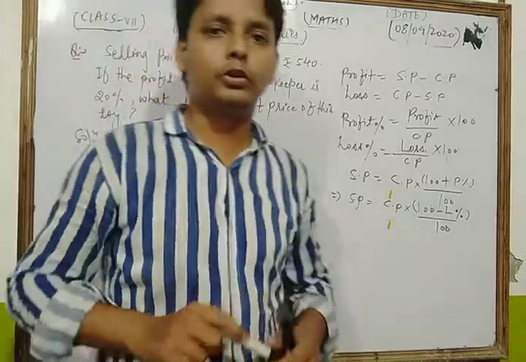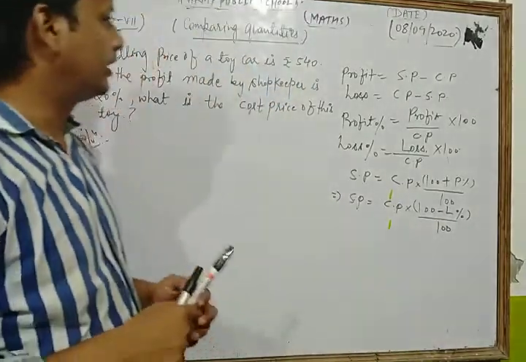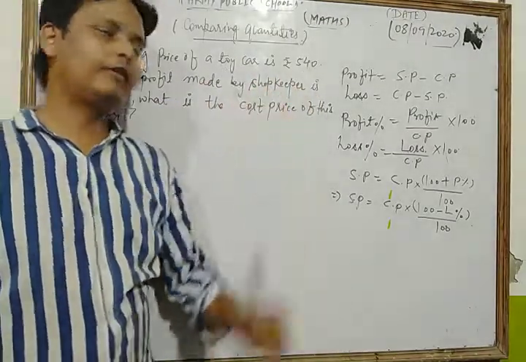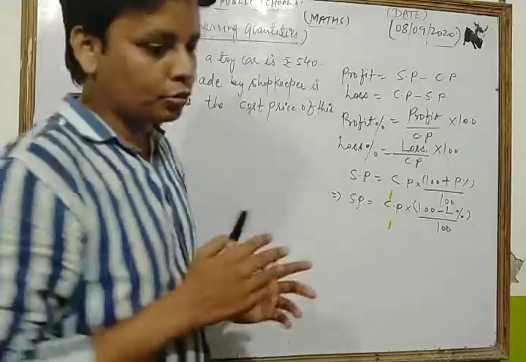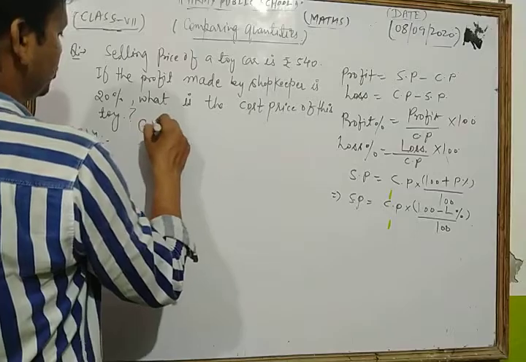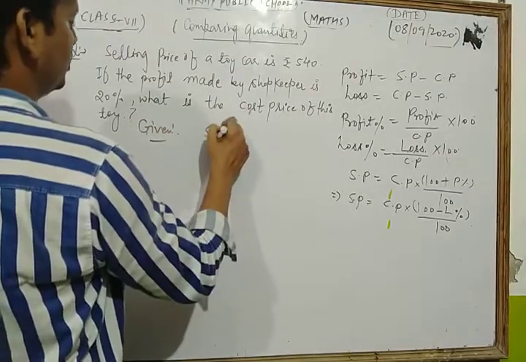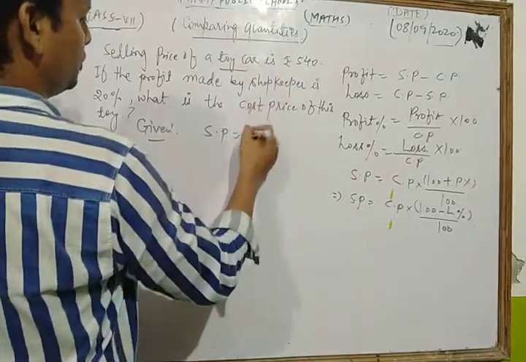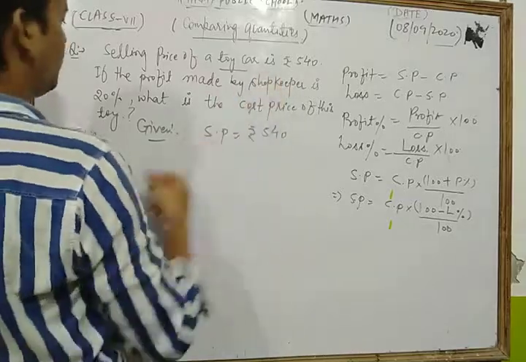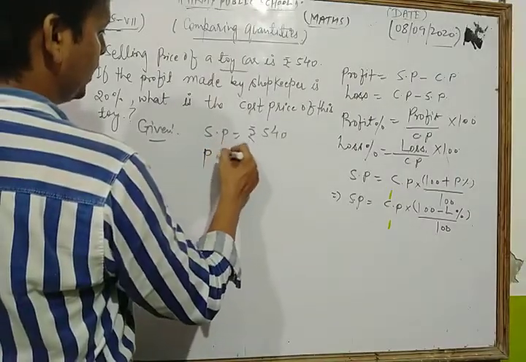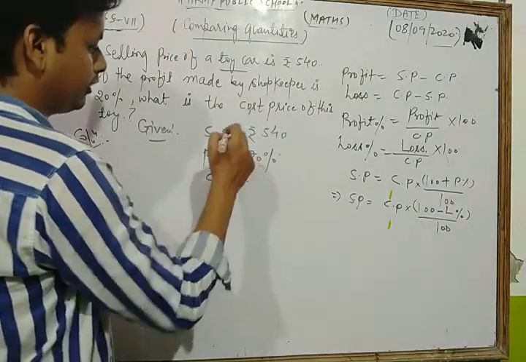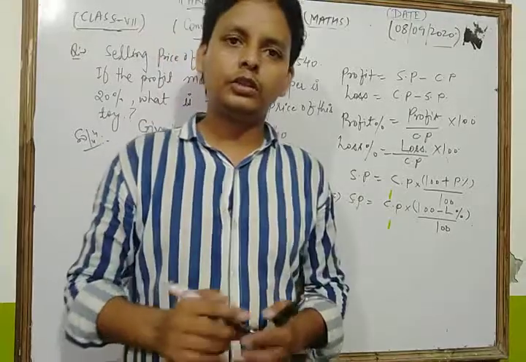Dear students, this is one of the most important questions of your syllabus. Let's see what is given. The selling price of the toy car is rupees 540. Now, if the profit made by the shopkeeper is 20%, meaning profit percent is 20%, then what is the cost price of that toy? That is, we find the cost price of the given toy.